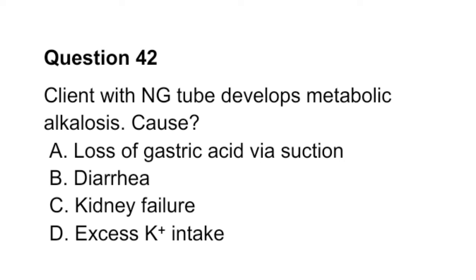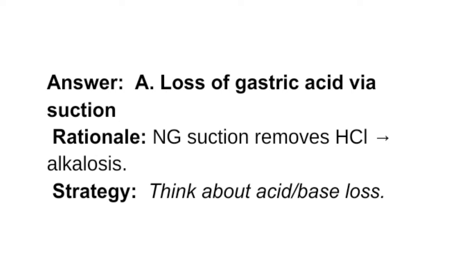Question 42. A client with an NG tube develops metabolic alkalosis. Cause? A. Loss of gastric acid via suction. B. Diarrhea. C. Kidney failure. D. Excess K intake. Answer: A. Loss of gastric acid via suction. Rationale: NG suction removes HCl, causing alkalosis. Strategy: think about acid/base loss.